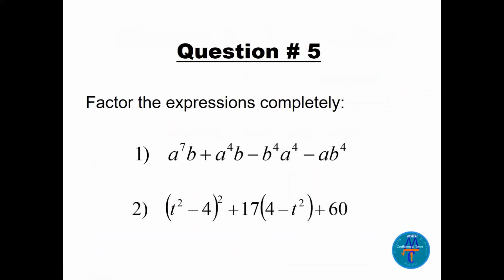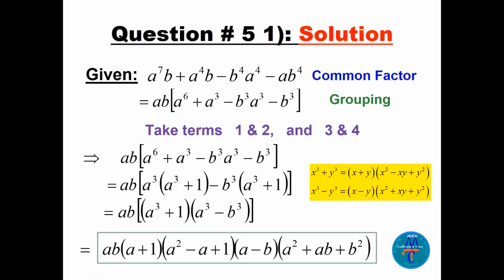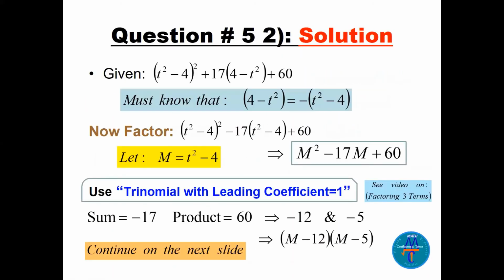Second one is 3 terms. Just to remind you how to do 3 terms. Now, 3 terms, you have to play with this. You see, there is t squared minus 4, 4 minus t squared. These are not the same, you see? So you must know that 4 minus t squared, if I take a minus out, it will be t squared minus 4. See, just try it.